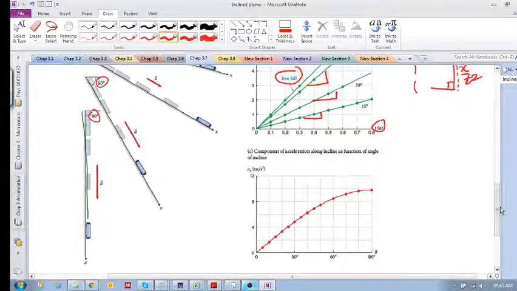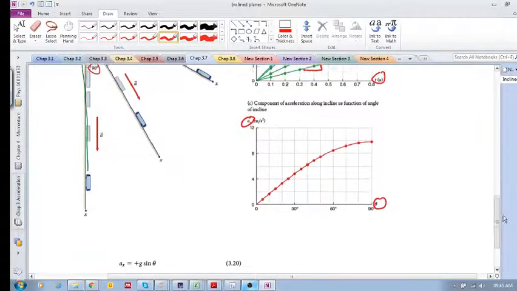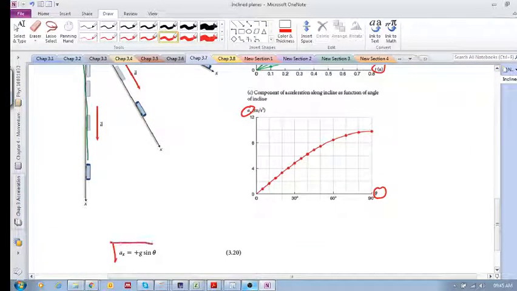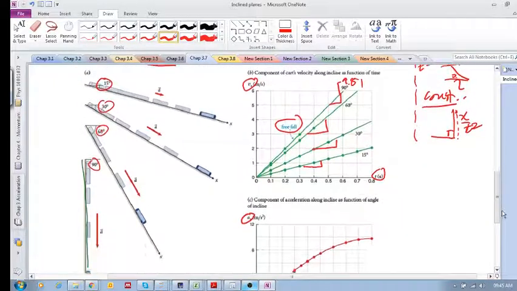So another way of looking at this is looking at the acceleration as a function of your angle. Your angle is changing, and you measure your acceleration, and you get this curve, and you end up with this function. Acceleration is a function of the angle, but it's g sine theta. So if theta is 90, then the sine theta is 1, and we have acceleration is g. Okay? All right, see you in the next one.